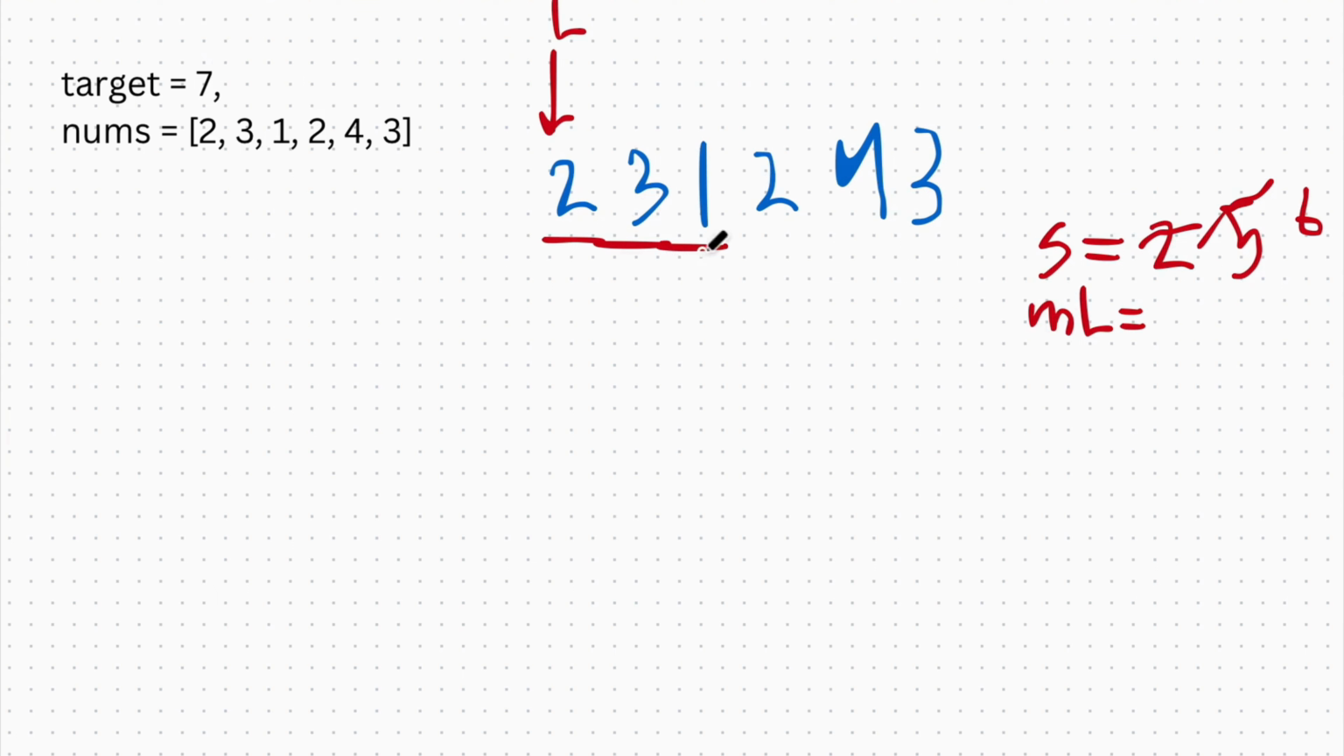So let's take the next one. Now we have 8. 8 is more than 7, so we should shrink our window. But first, let's find the minimum length. When we reach a sum that is greater than or equal to the target, we should find the minimum length. Now we have a length of 4, we have 4 elements.